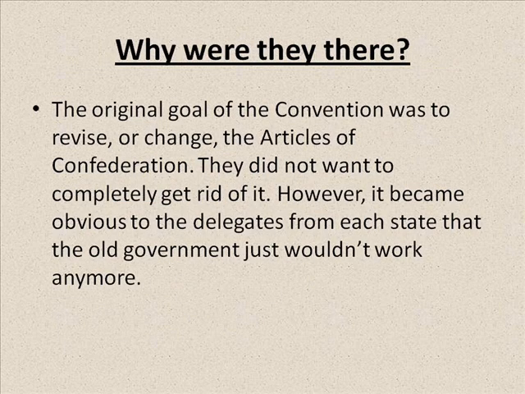It's important to remember that the original goal of the Constitutional Convention wasn't to completely create a new government. It was just to revise or change the Articles of Confederation. They didn't want to completely get rid of it. In fact, some historians argue it wasn't legal for them to completely get rid of it. The Articles of Confederation couldn't be changed that way.